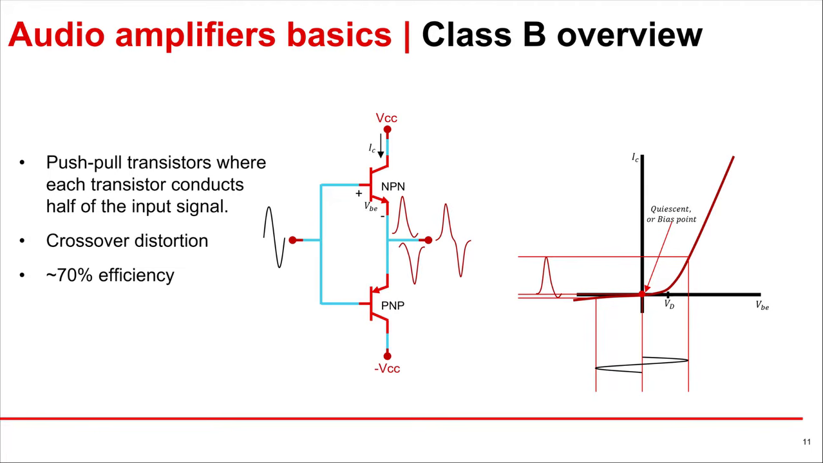However, since the base to emitter connection of a BJT behaves as a diode, the input signal needs to rise to one diode voltage above the output before any significant amount of current is drawn by the NPN transistor. Similarly, the input needs to dip one diode voltage below the output before the PNP transistor conducts. This introduces an effect called crossover distortion. Because of this, Class B amplifiers are rarely the practical choice.